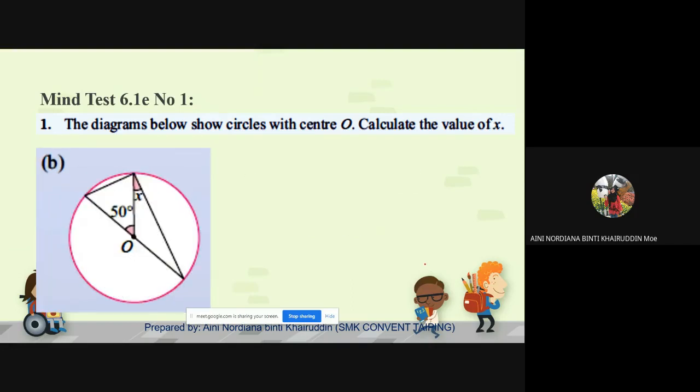Next, question number 1b. Since the angle at center is 50, the angle at circumference is 25. So this is radius, so x equals 25. Actually you don't need to calculate the angle here, because x equals 25 since this is an isosceles triangle.